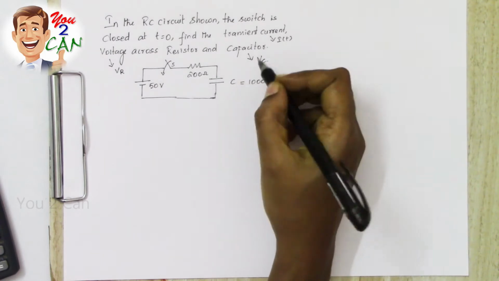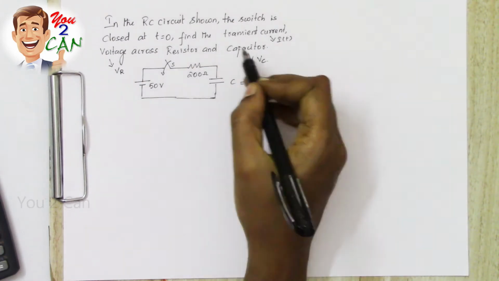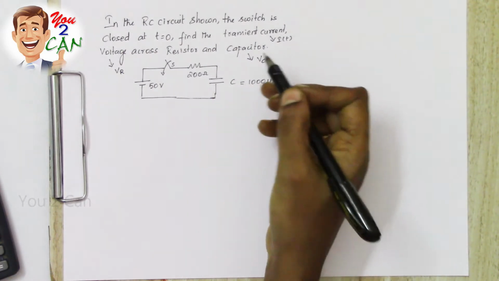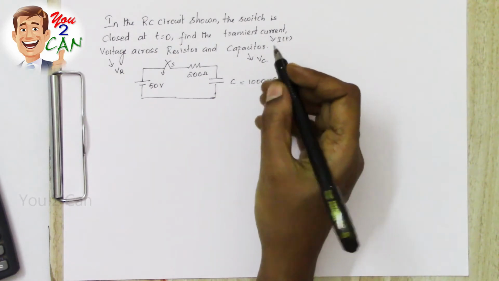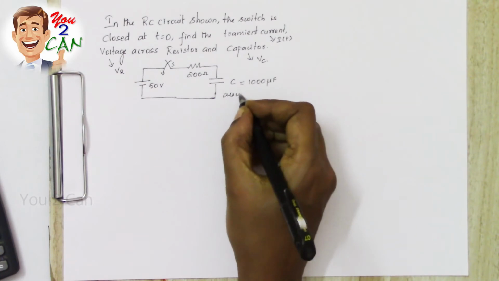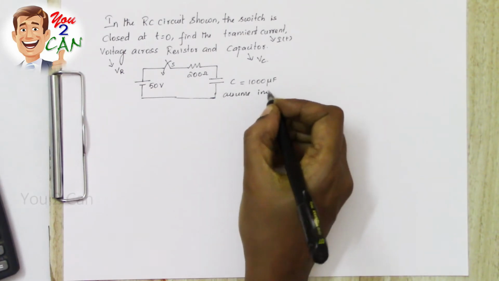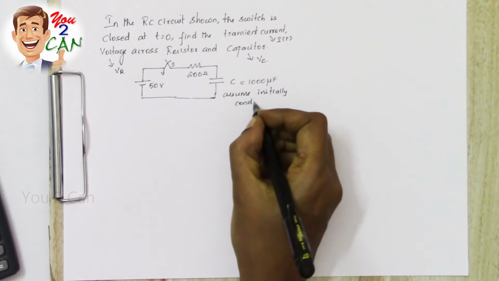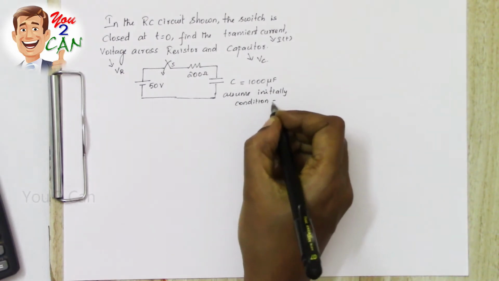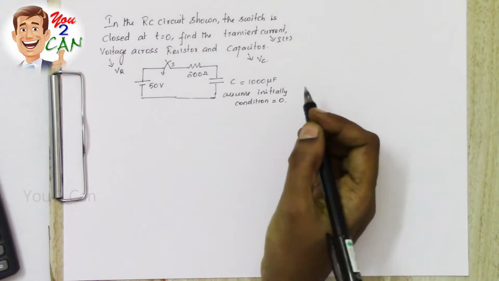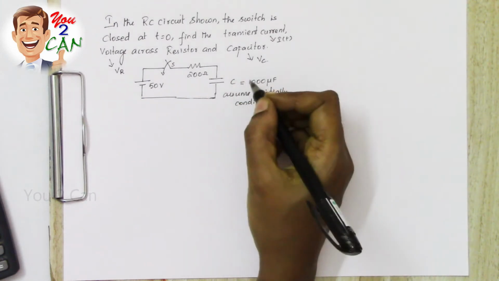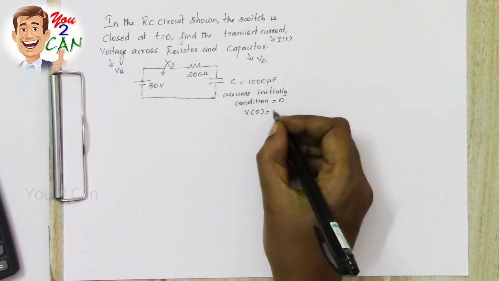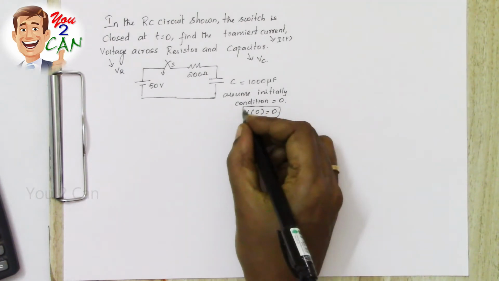Here there is no data given regarding the previous condition, that is previous voltage or previous charge. So we have to assume an initially relaxed condition. Initially relaxed condition means the initial condition is 0. That is, the voltage across the capacitor before switching is considered to be 0. This is important.